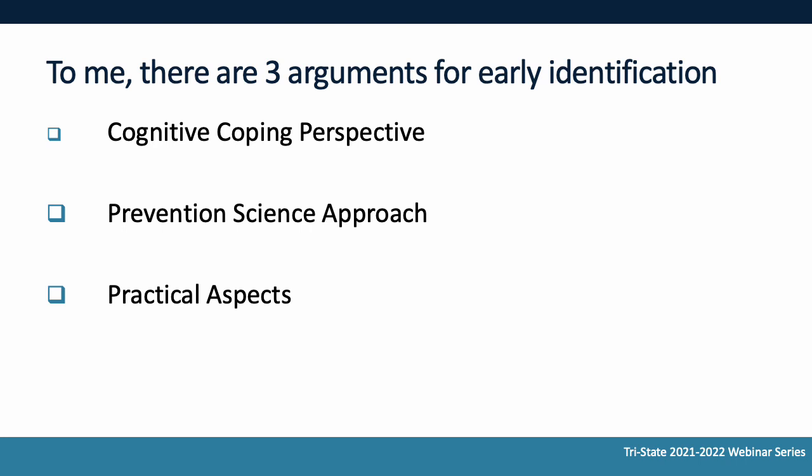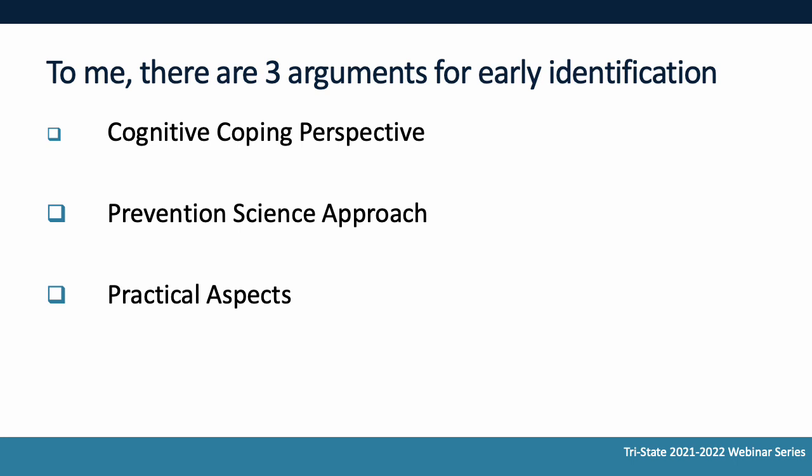In fact, I might argue that there are three specific reasons why we would want to identify autism as early as possible. And I'm going to spend a moment or two talking about each of these three things. The cognitive coping perspective, which has to do with how parents learn to think about and adjust to the reality of having a person with autism in their family.